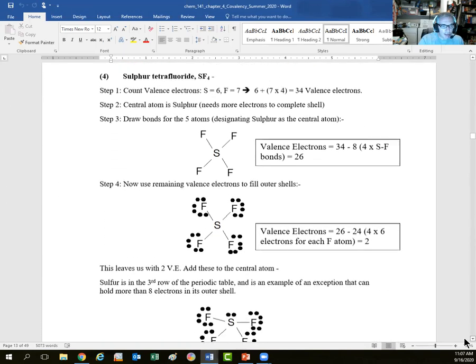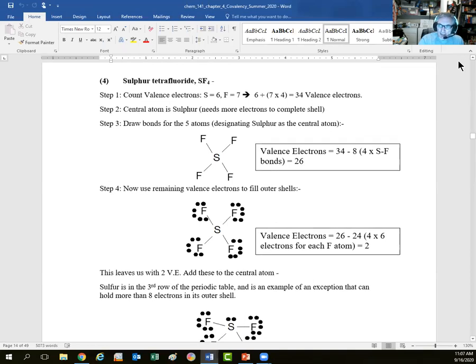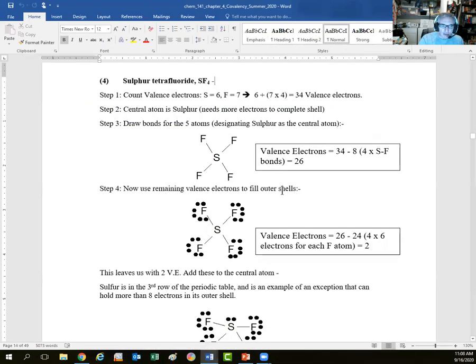If we look at sulfur tetrafluoride, it'll introduce us to the idea of hypervalency. So SF4, sulfur tetrafluoride: 6 electrons for a sulfur atom, just straight off the periodic table. 1, 2, 3, 4, 5, 6 for sulfur. Each of the fluorine atoms, as we count its position in the row, 7th element, 7 electrons. So 6 for sulfur, 7 for each of the fluorine atoms. That gives us a grand total of 34.